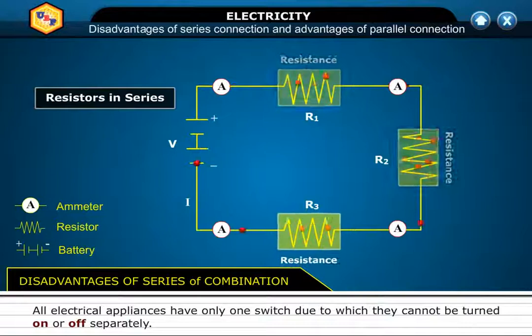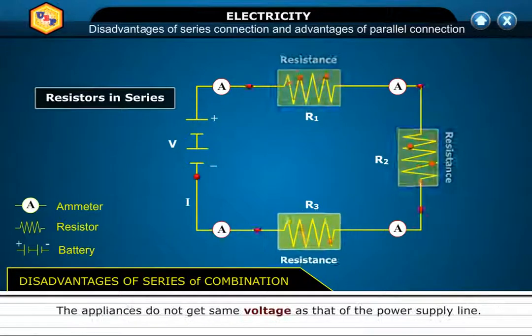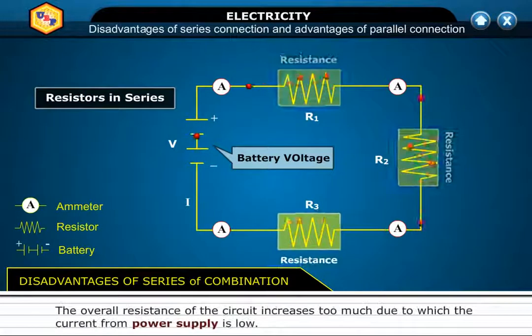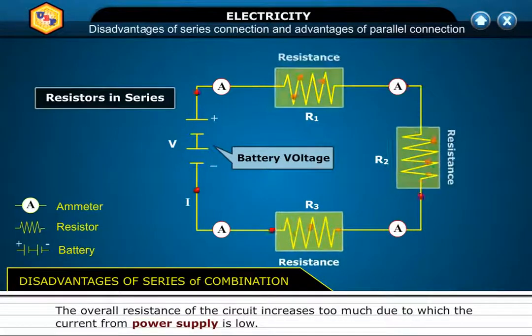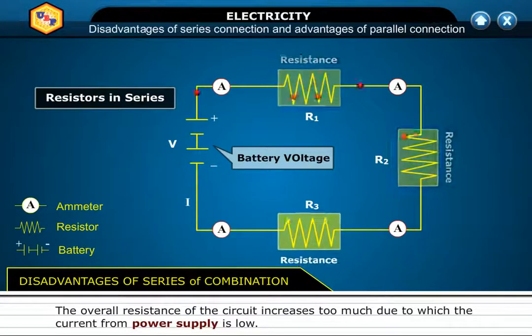All electrical appliances have only one switch, due to which they cannot be turned on or off separately. The appliances do not get the same voltage as that of the power supply line. The overall resistance of the circuit increases too much, due to which the current from the power supply is low.